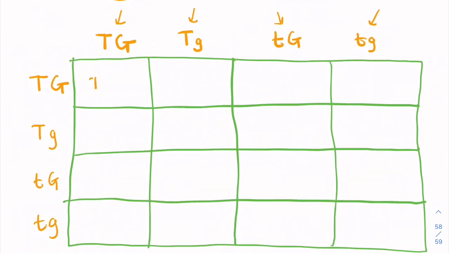But here's the deal. Don't put TG, TG. That's wrong. We need to keep the T's together and keep the G's together. So I'm going to write capital T, capital G, capital G, because I take what's at the top of the column and at the end of the row. So take a couple minutes to fill in your box. I hope you're taking notes.